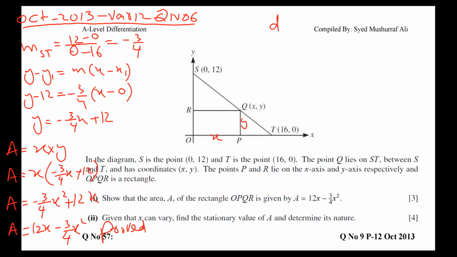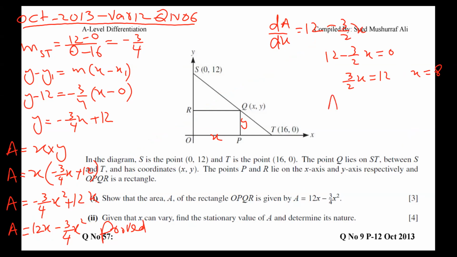dA over dx. The 12x derivative remains 12, as all of you are familiar. And this 2 comes down and 3, 4 cancel, so 3 by 2 times x to the power 1 less. And I will put the derivative equal to 0. 12 minus 3 over 2 x is equal to 0. So 3 over 2 times x is equal to 12, and it becomes 8. So x becomes 8. But it is not my answer. So I plug this back in here, and it will give us our answer.